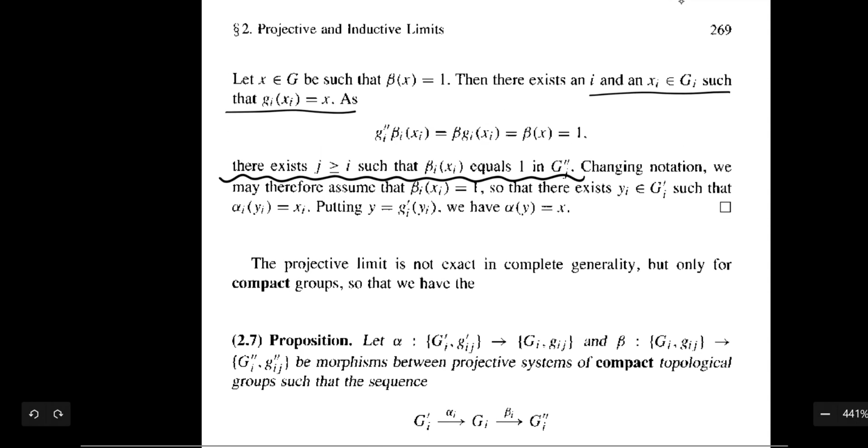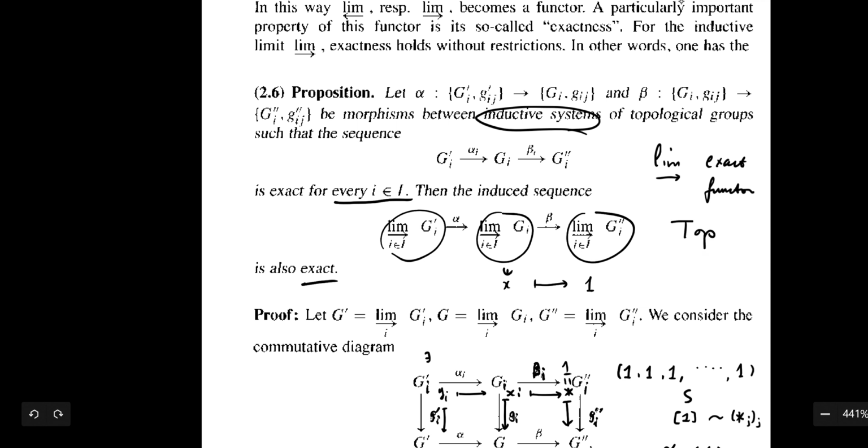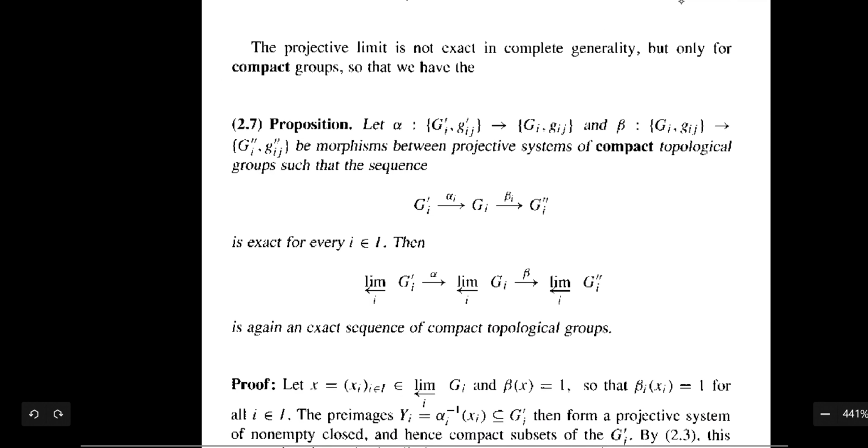Did you see what's the difference? What we talked about here is for the inductive limit. You can see this is what? This is an exact functor. But in which category? Here it is in the category of topological spaces. And it's true in most categories, I think. Usually we say the inductive limit is an exact functor. But for the projective limit, it's not true. For compact ones, it's true.